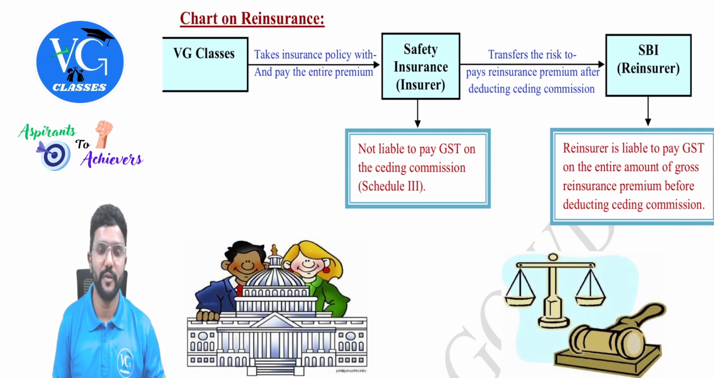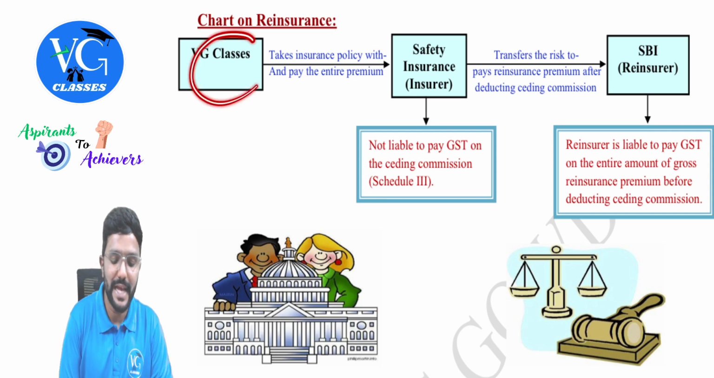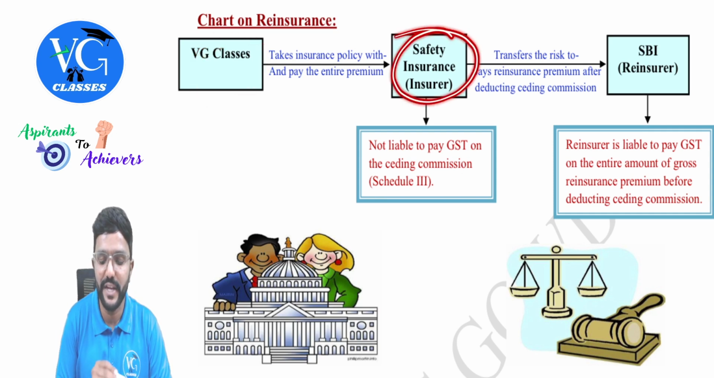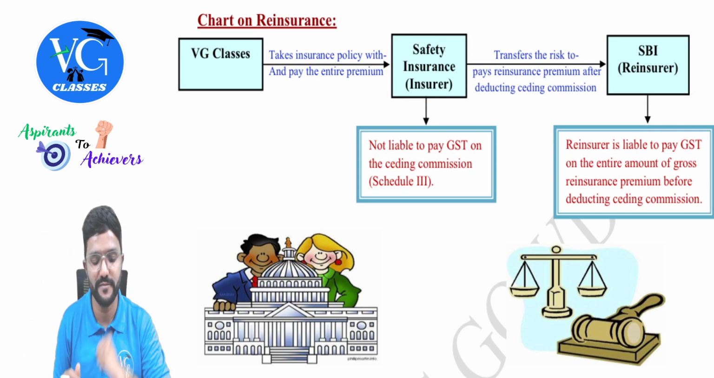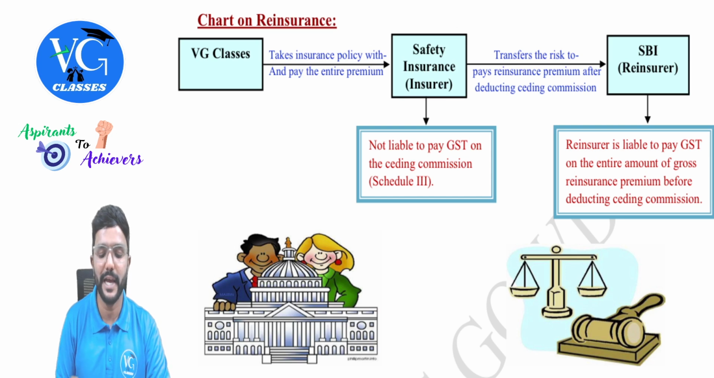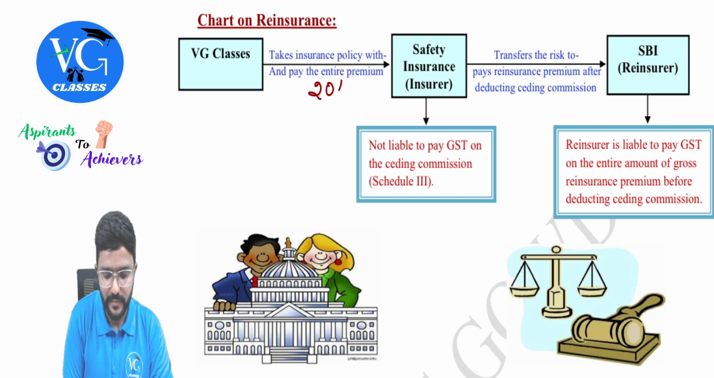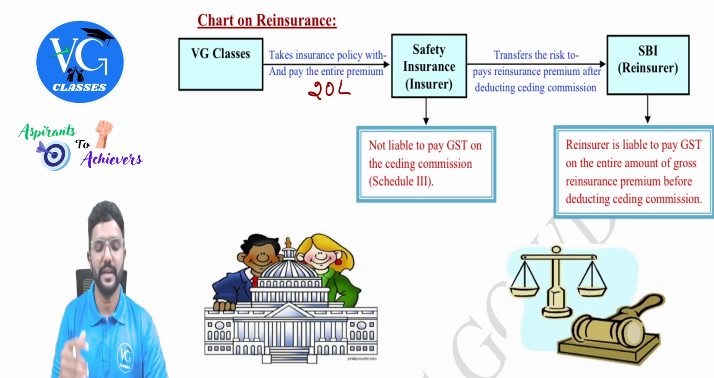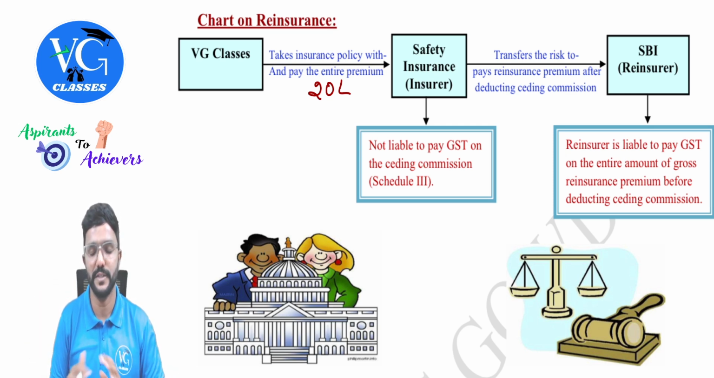Next, one example for reinsurance. Assume VG Classes has taken an insurance policy with Safety Insurance for, assume, 50 crore rupees. The policy amount is 50 crore and they pay the entire premium. Assume the premium amount, let us take it as 20 lakh. So VG Classes paid the entire 20 lakh to Safety Insurance for the policy.